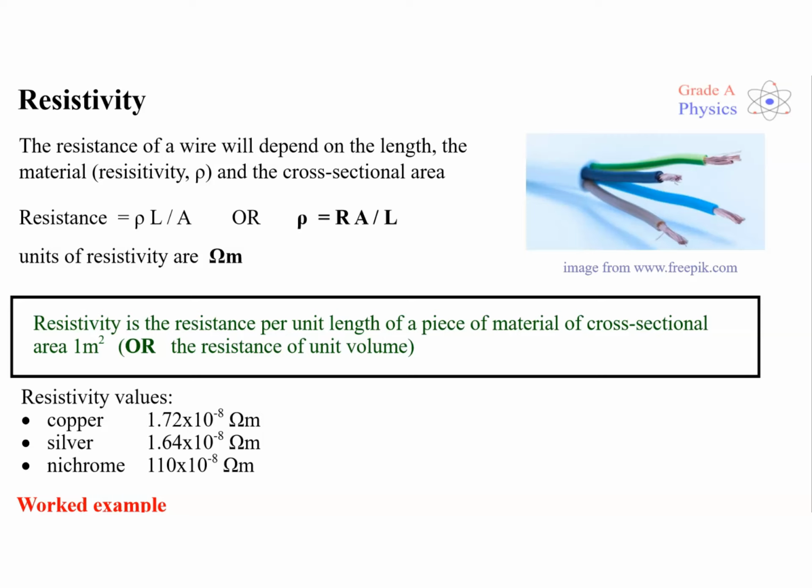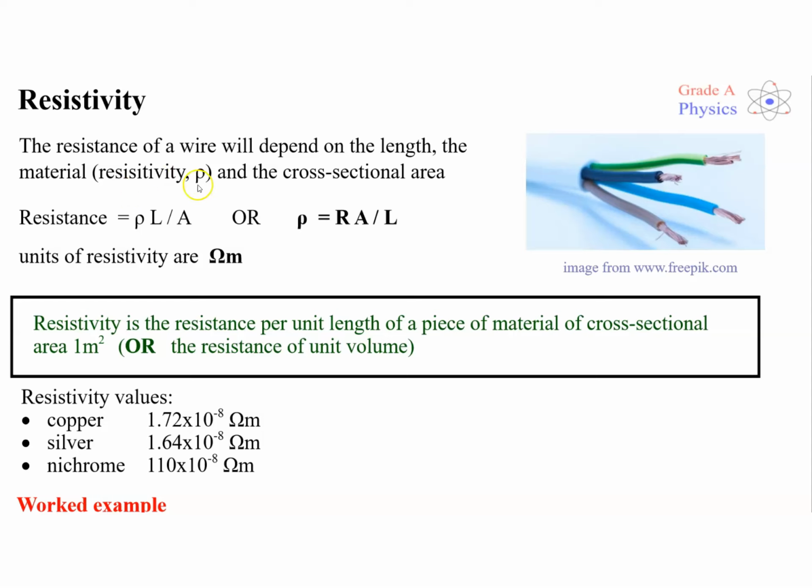So, resistivity. If we think about a wire, copper wire, any wire which conducts electricity, the resistance of the wire depends on three things. It depends on the length of the wire, the material of the wire, which as we will see is related to resistivity, and also the cross-sectional area. So we've already talked about length and cross-sectional area in an earlier lesson, so now we're going to consider the material that the wire is made of.